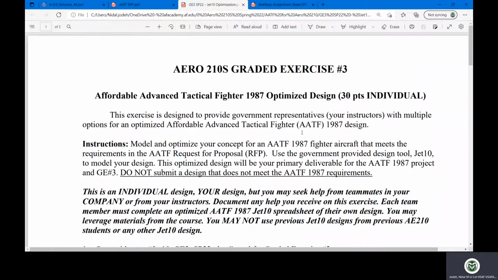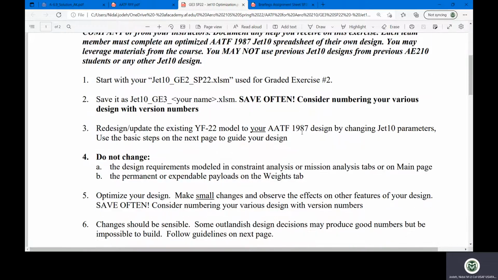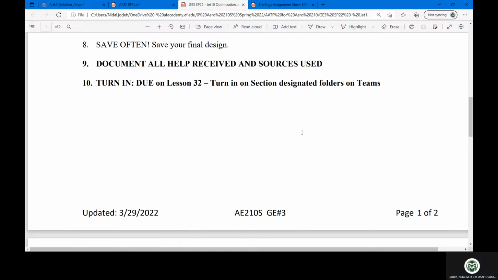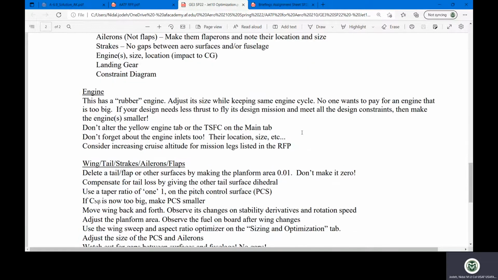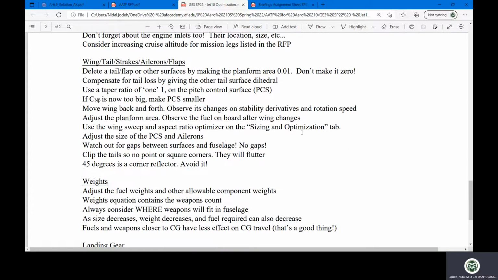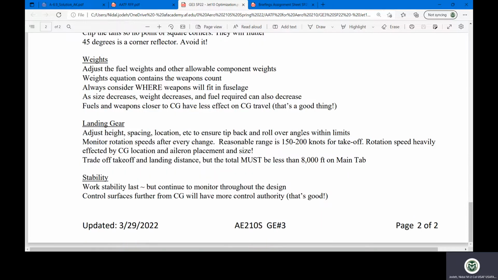If you read through the GE3 exercise, I've given you a lot of instructions, namely to save often, give it a new name. You're going to modify the YF22. And then on the second page, I've given you a lot of hints and tips. It's good to go through these several times as you start to experiment. As I give you the demo, it should make sense on what I'm talking about here.